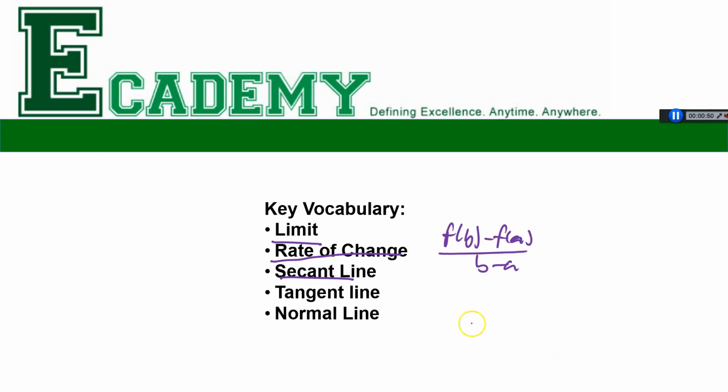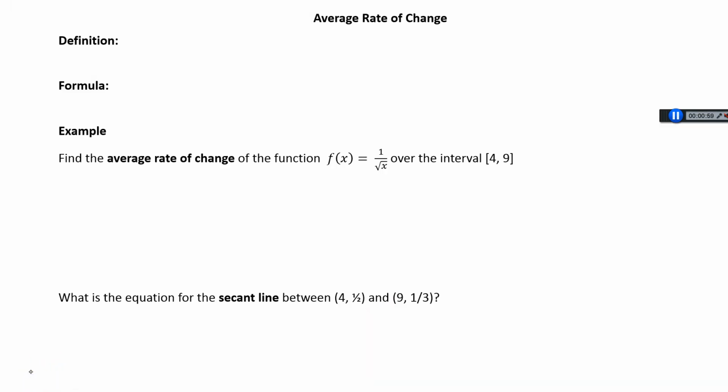Secant line is the one that goes through 2 points of a function. A tangent line is the one that just bounces off the function. And a normal line, remember, is one that is perpendicular to the tangent line. So let's take a look. A couple definitions. So average rate of change.